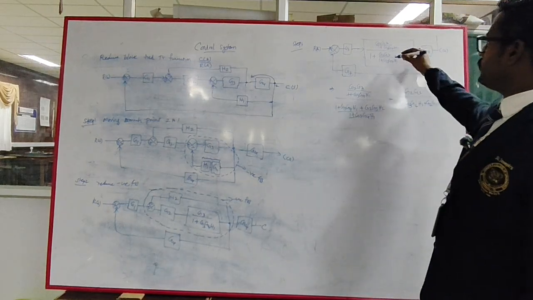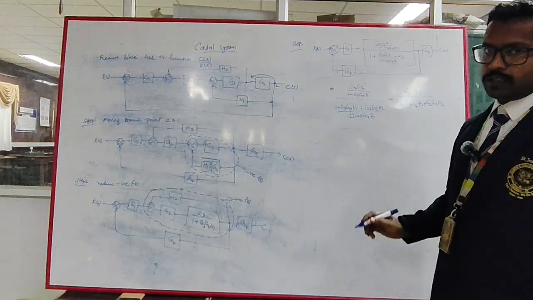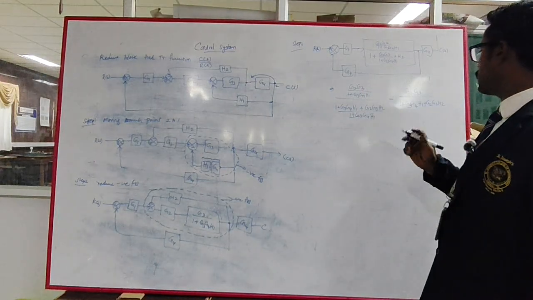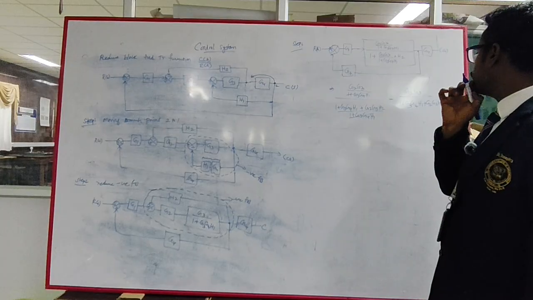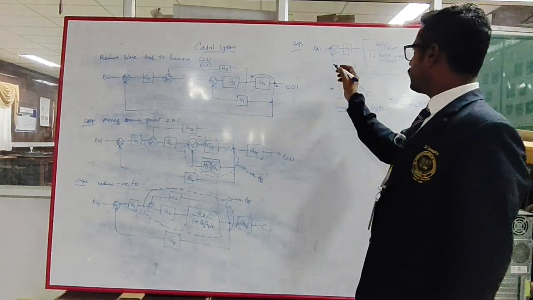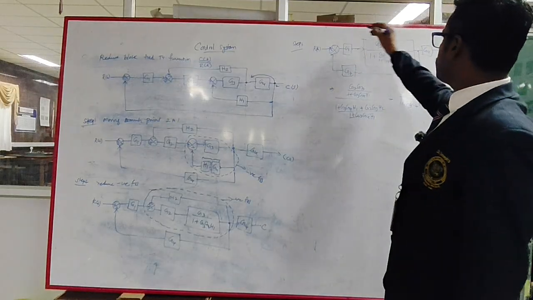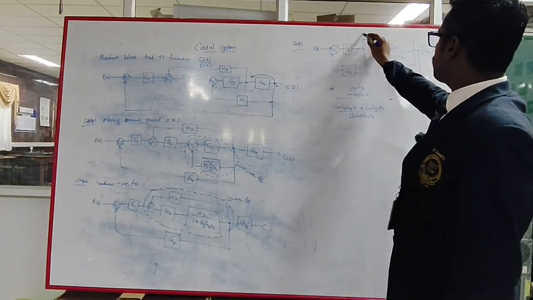Okay, so we are replacing this with the help of this transfer function because we have reduced the transfer function into this one. Okay, so I am going for another block diagram reduction, which is a negative feedback.